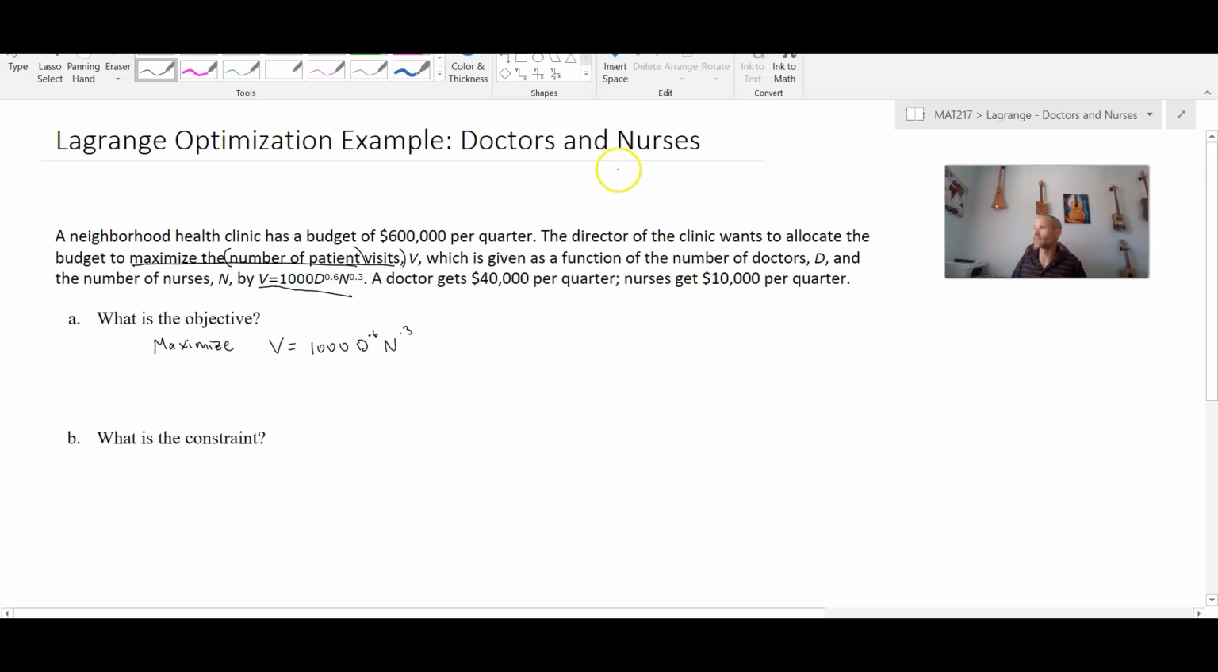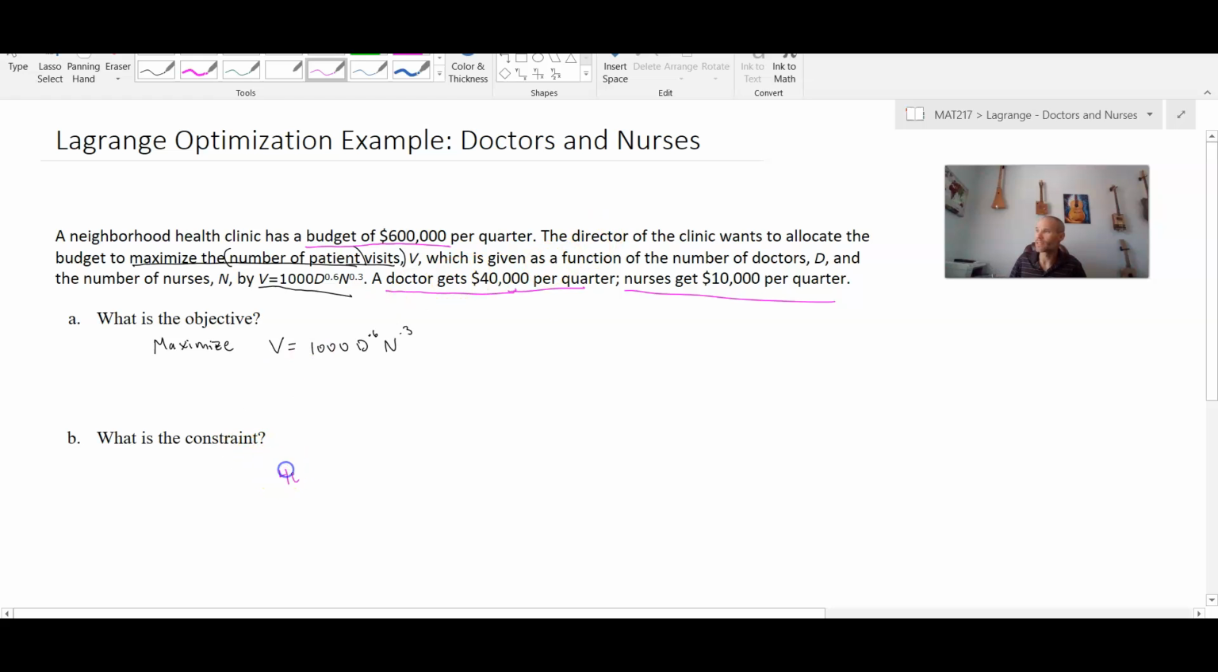Now, the constraint that we have here, we of course can't just hire infinitely many doctors and infinitely many nurses because we have a budget. So in this case, our budget of $600,000 per quarter is what's going to keep us from hiring more than a fixed number of doctors and nurses. Now, we know a doctor gets $4,000 per quarter and nurses get $10,000 per quarter. So for every nurse that I have, if I were to have 10 doctors, then that would cost me 10 times 40,000. That would be $400,000 of my budget already.